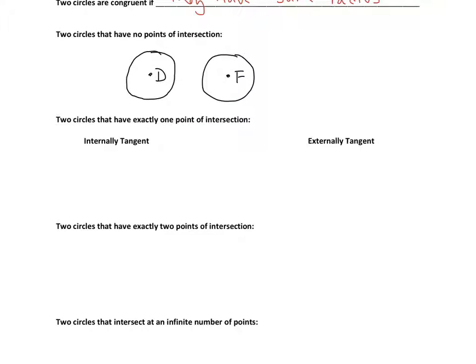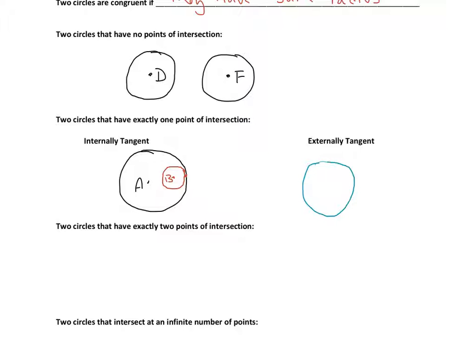Now two circles could have exactly one point of intersection. If they only meet at one point, they have some kind of tangency. So we could have, when they have an internal tangent, a circle here, we'll call it circle A. And let's say I have a little circle here that only intersects at this one point over here, circle B. So because those two circles only meet at one point and they're inside each other, we would say those are internally tangent.